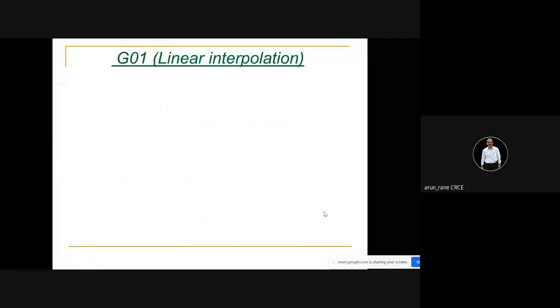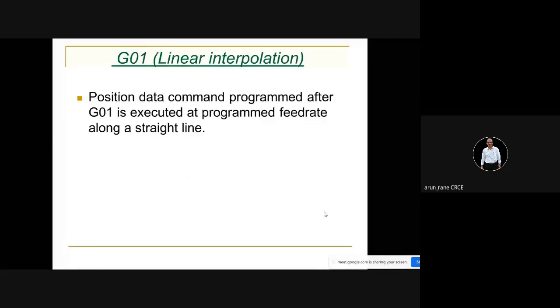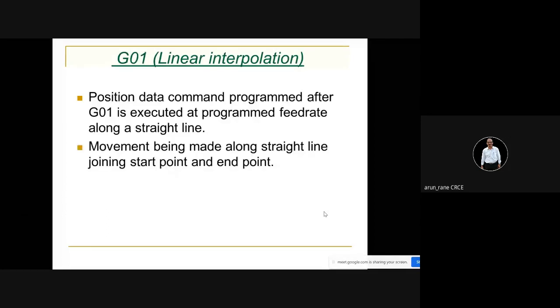Now G01 is also called linear interpolation. Here the tool moves along a straight line from the start point to the end point. The mathematical model it follows is y equals mx plus c.